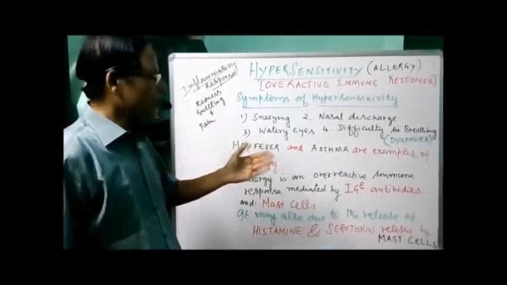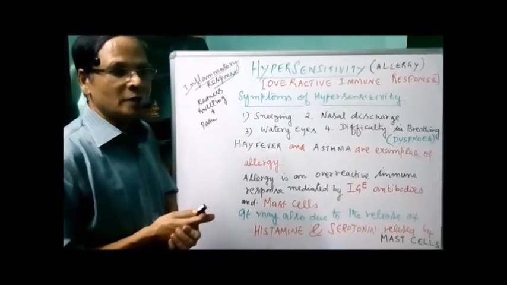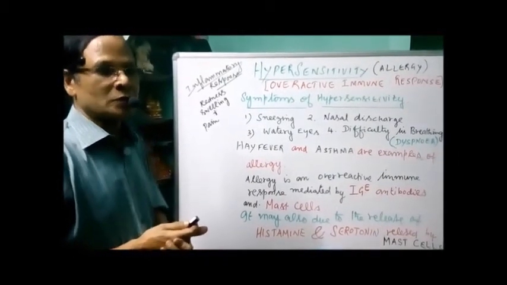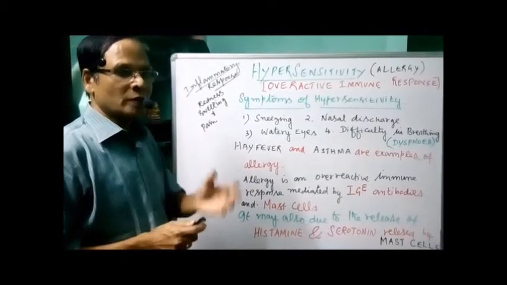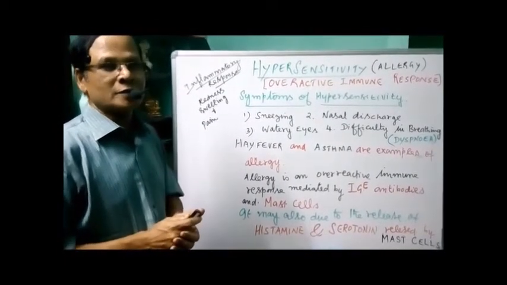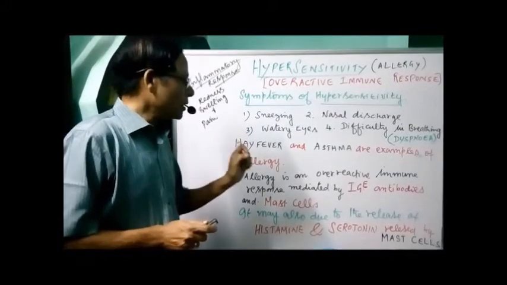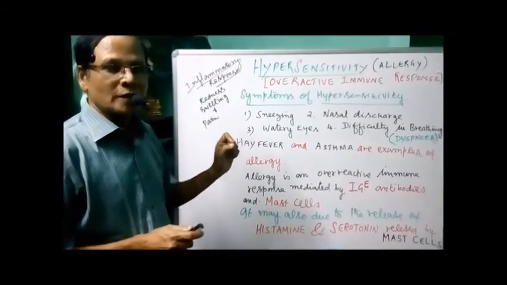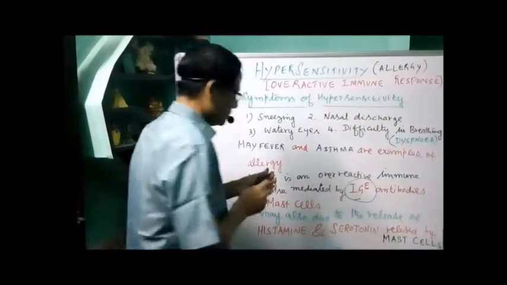Allergy is an overreactive immune response mediated by one type of antibody. Not all the antibodies are involved. We have 5 types of antibodies, which we discussed earlier. The only antibody associated with hypersensitivity is the IgE antibody, the epsilon antibody.